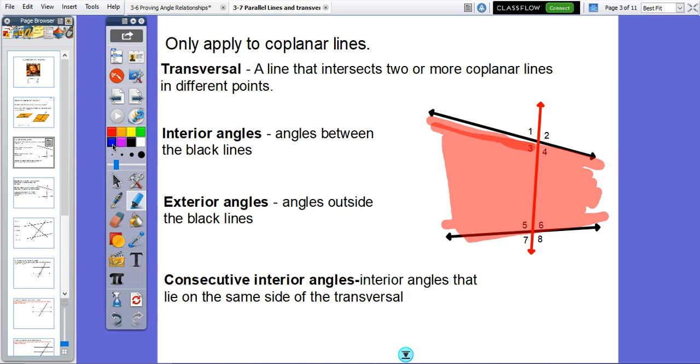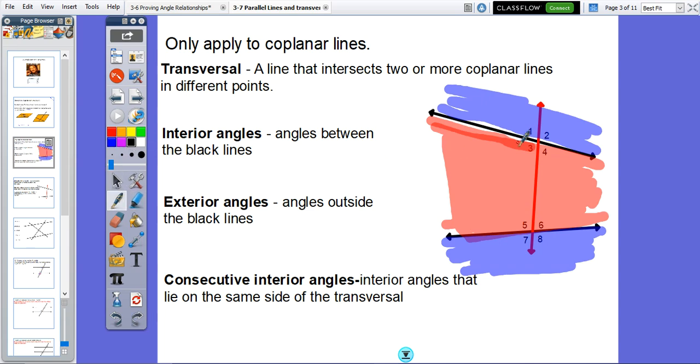The exterior of this is all the outside. So everything on the outside is considered exterior. They're outside the two intersected lines right there. So we have the interior angles, the inside angles right here: angle 3, angle 4, angle 6, angle 5. Those are all interior. And then we have the exterior angles, the ones on the outside: angle 1, angle 2, angle 7 and angle 8. Those are our exterior angles.